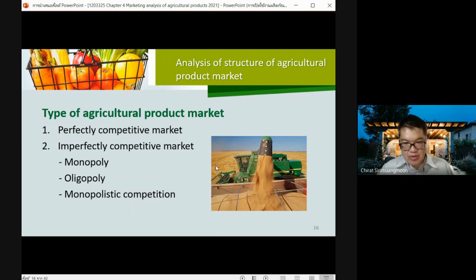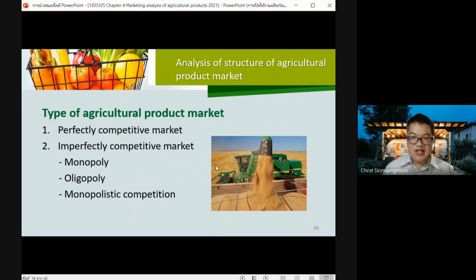So there are two main types of agricultural product market. The first one is the perfectly competitive market, which is very ideal. I would say this might not happen, but there are some markets that are very close. And second, we have the imperfectly competitive market.